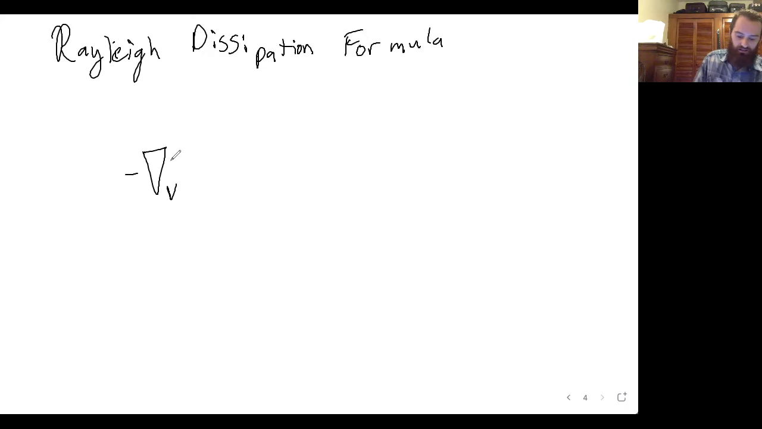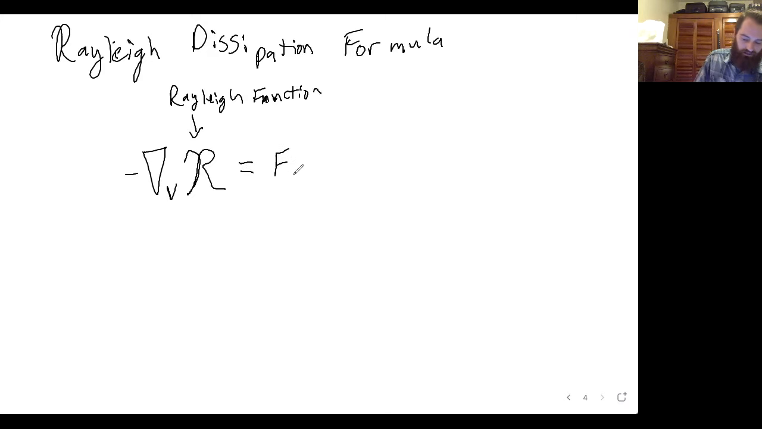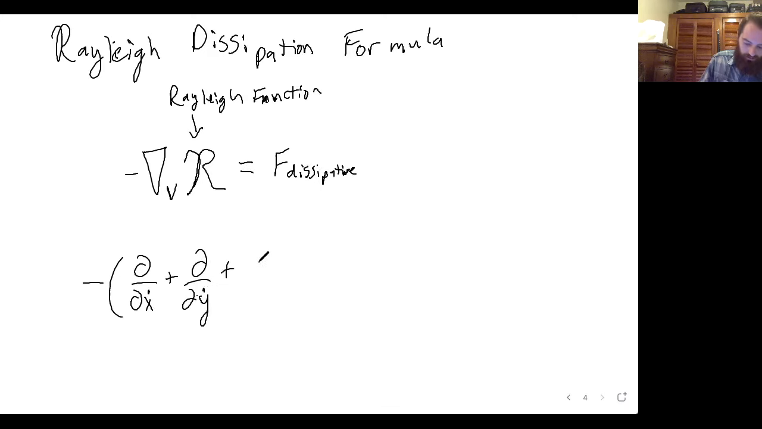So if you take the gradient and do velocity derivatives instead on this cursive R, which is the Rayleigh function, then that will equal your dissipative force. And so let me just write down, so this is the partial derivative with respect to x dot plus the partial derivative with respect to y dot plus the partial derivative with respect to z dot on some function R equals your dissipative force.